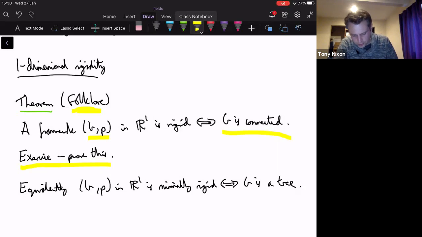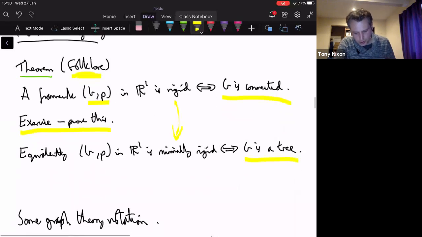You can phrase this rigidity characterization in terms of minimal rigidity instead. That would be saying that minimally rigid graphs are connected graphs, but if you delete any edge, it becomes disconnected. So it's exactly trees. It has to span the vertex set of your connected graph, but it's just G as a tree itself. Okay, so that is easy, I hope.